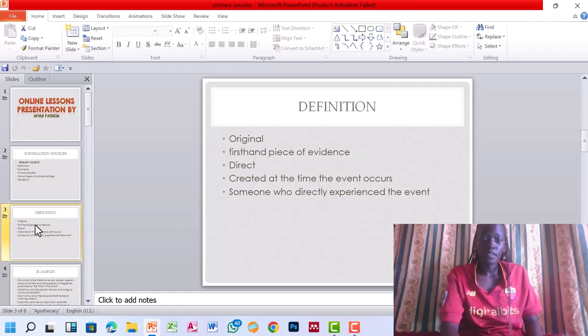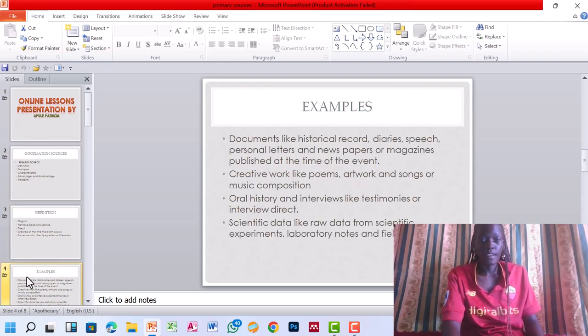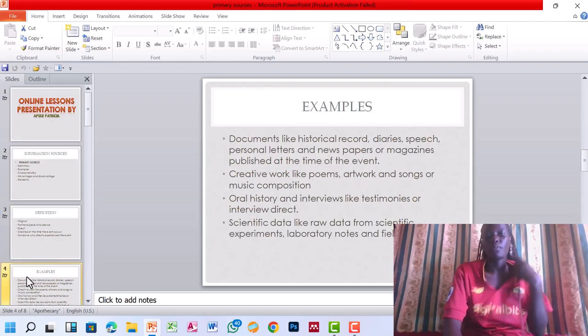Primary sources involve original, first-hand pieces of evidence, direct, created at the time that the event occurs, from someone who directly experienced the event. Those are the five ways we can define what a primary source is. And here are some of the examples of primary source.